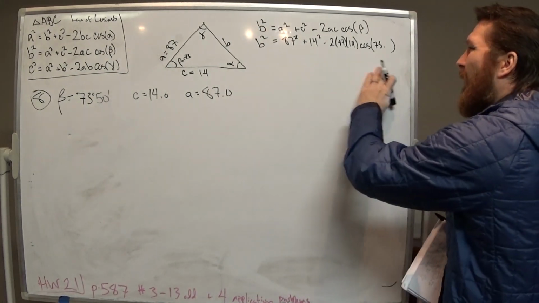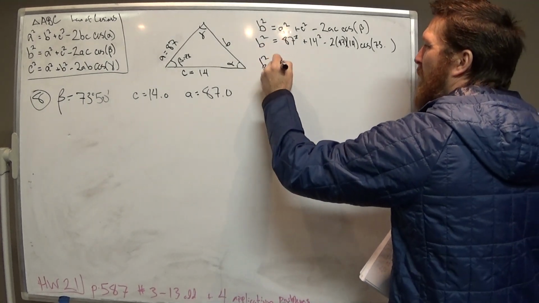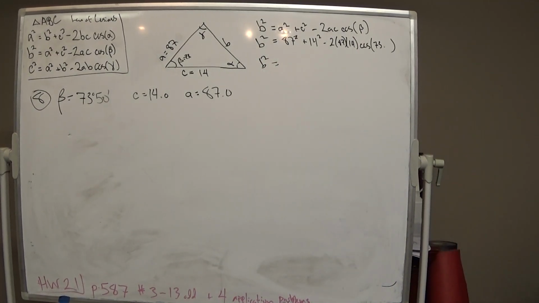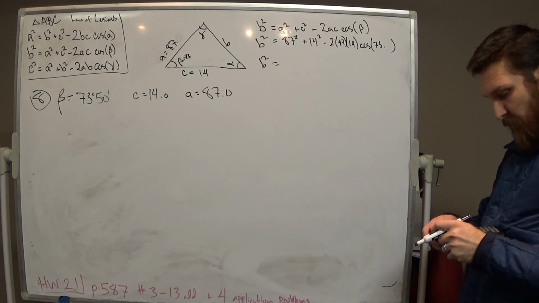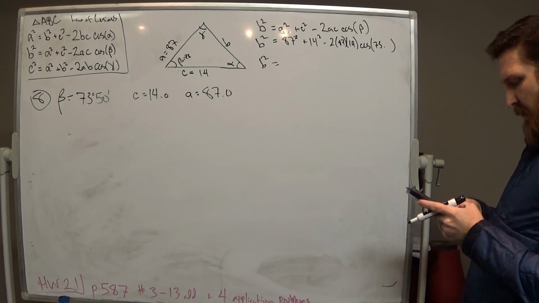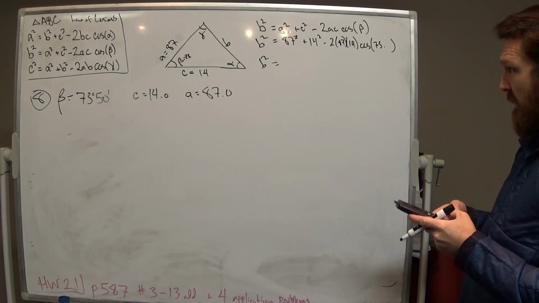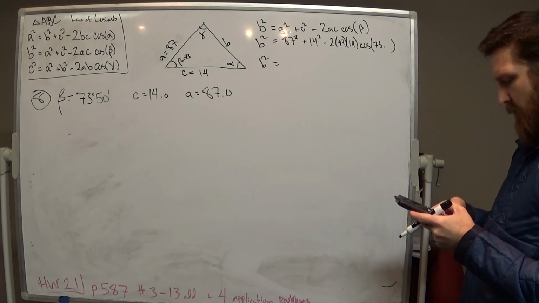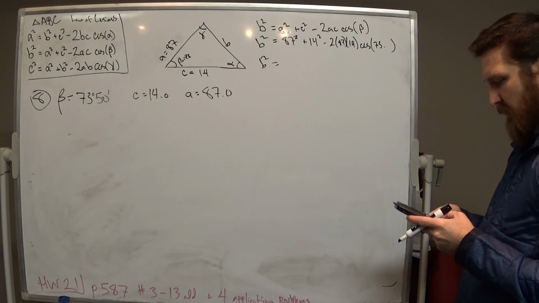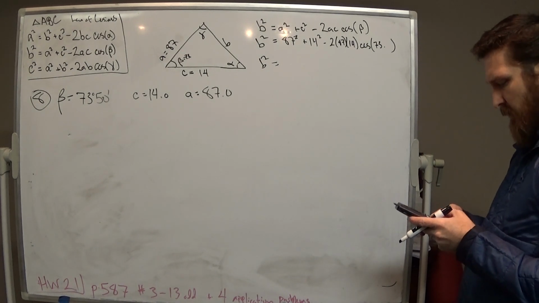So I'm going to plug all of that into my calculator in one fell swoop, rather than try to do the cosine, and then the 2 times stuff, and blah, blah, blah. It's much easier if I just get all of it into my calculator at once. So that's what I'm going to do. Turn it on and make sure I'm in degrees. Am I in degrees? Yes. Okay, so 87 squared plus 14 squared minus 2 times 87 times 14 times cosine.